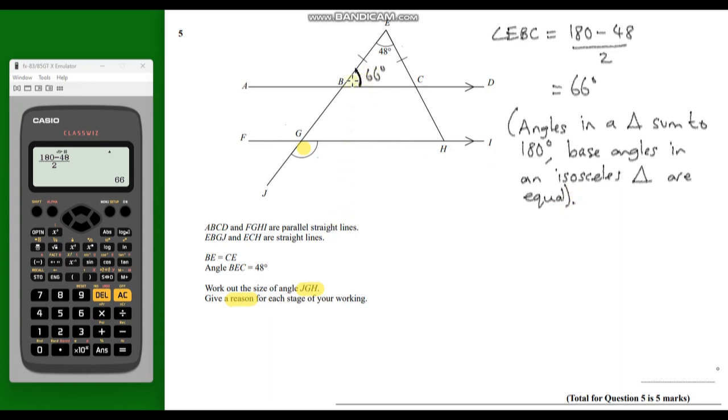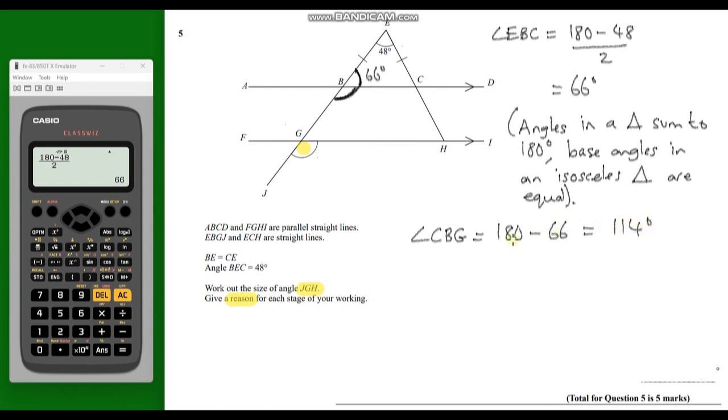Right, so now I've got 66, I can calculate this angle here, and the reason I'm going for this angle is because these 2 angles are related. So this will be angle CBG. Well, that is going to be 180 minus 66. And I think I can do that in my head. That would be 114 degrees.